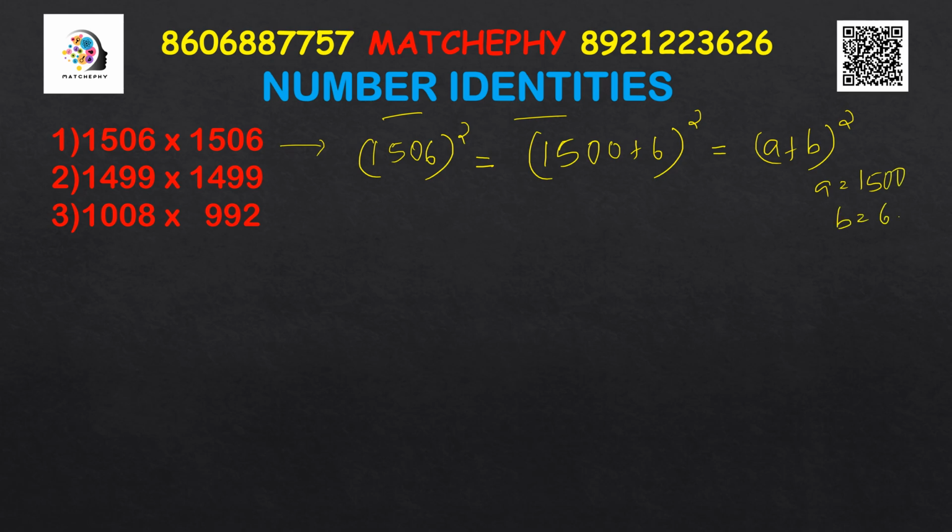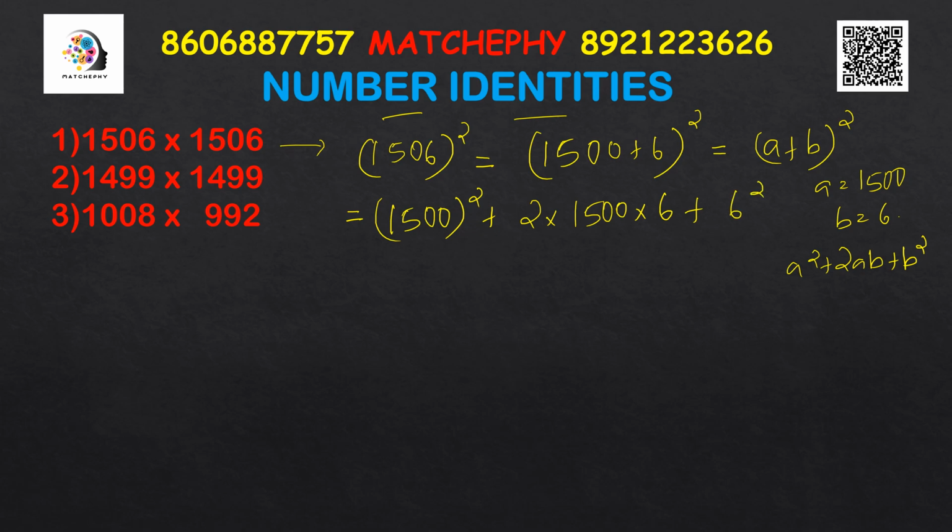So if you do it like this, you can easily say that a plus b the whole square can be written as a square plus 2ab plus b square. This we know, right? So we are substituting a as 1500 and b as 6 here. That means a square is 1500 square, plus 2 into 1500 into 6, plus b square, that will be 6 square, right?